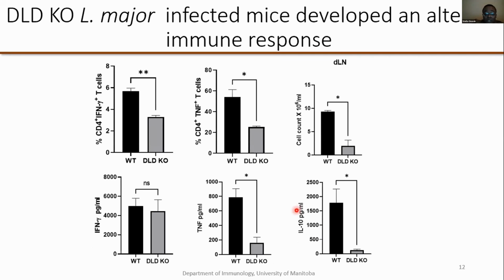We observed similar results in the draining lymph node of the infected animals, although in the cell counts of the draining lymph node, we see that there was a significant reduction in the cell counts of the DLD knockout group compared to the wild-type group, suggesting that in the animals that were infected with DLD knockout parasites, there was reduced inflammation going on around the site of infection. Taken together, this suggests that mice infected with DLD knockout Leishmania major developed an altered immune response.